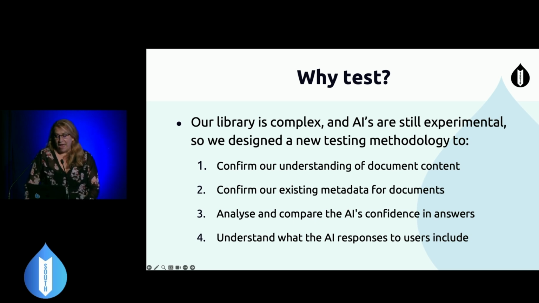First, to confirm our understanding of document content. For example, some documents may have conflicting or alternate information. Second, we want to confirm how our metadata is applied and how that affects the AI responses, for instance, our document priorities. Third, analyse and compare the AI's confidence in an answer in a specific document, and that's its relevance score. And last, fully understand what the AI's responses include and ensure that they're consistent from session to session.